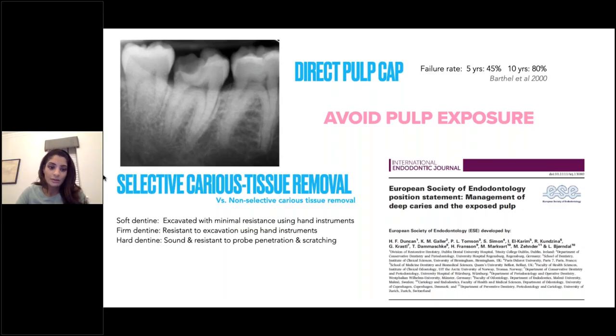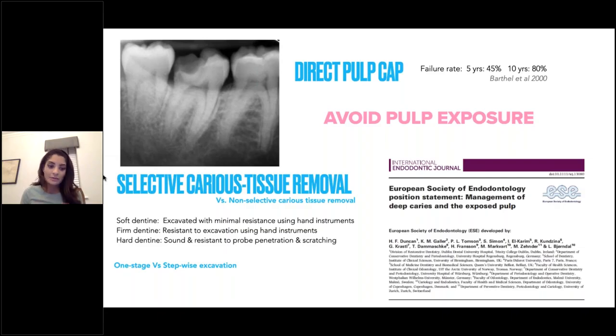So what we aim for is to selectively remove this caries, leaving either soft or firm dentine over the pulp to avoid a pulp exposure. And that's the best way to treat this. There's two types within this. There's a one-stage technique where we remove the peripheral caries, leaving soft or firm dentine just over the pulp to prevent the exposure, and we cover everything over with a direct restoration straight away.